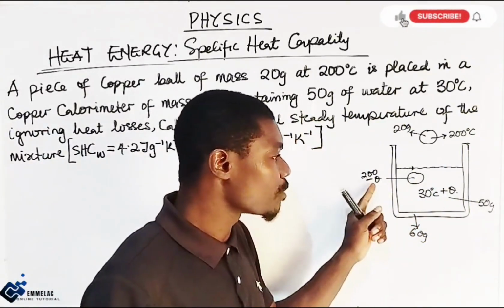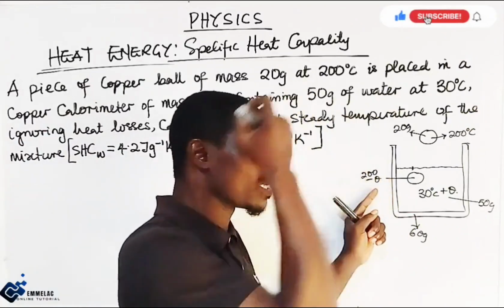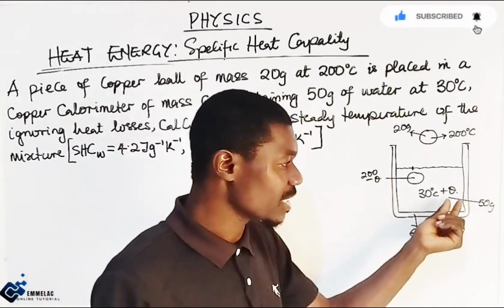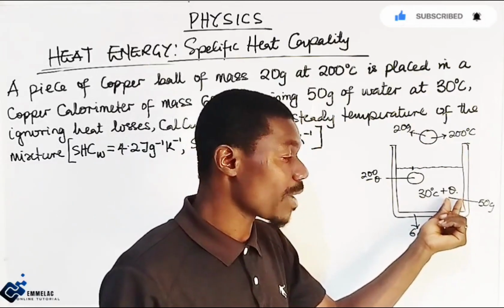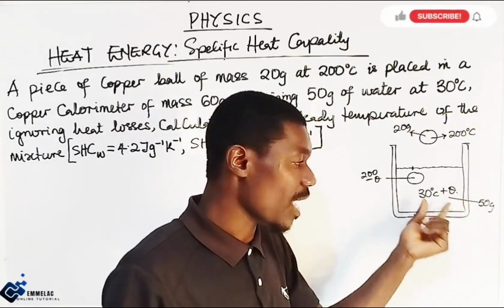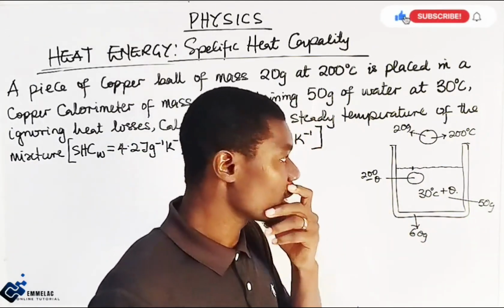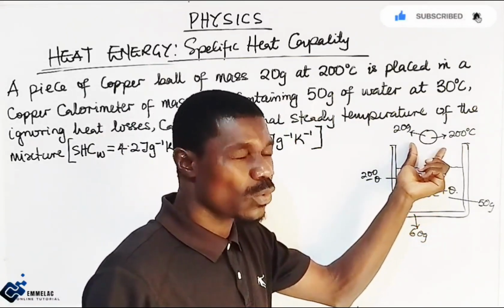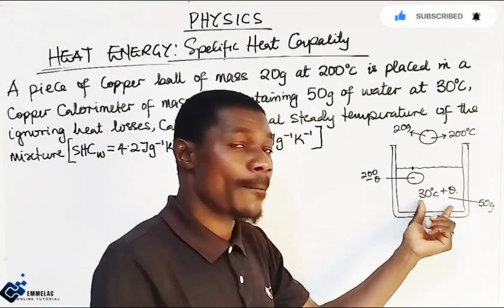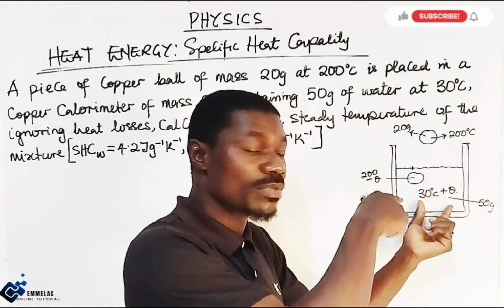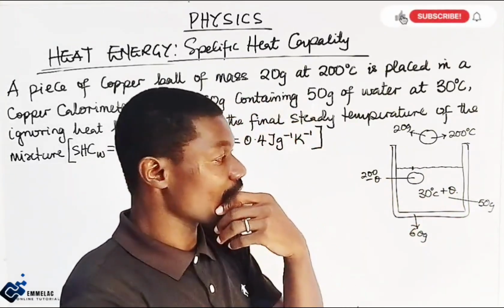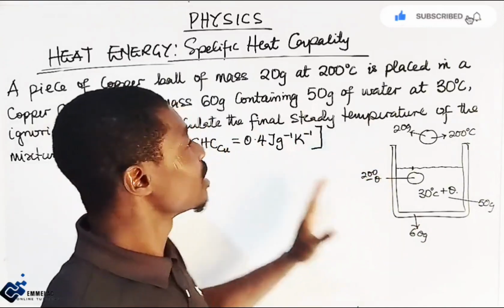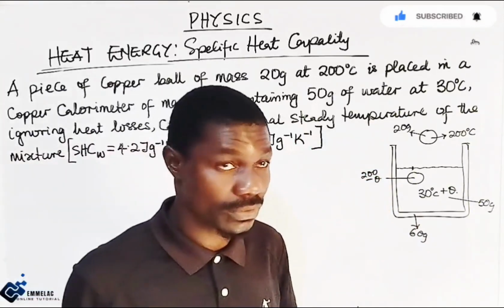Now this reduction of temperature here, whatever temperature or energy is being given out or lost by the ball, is the same energy that we gain in the water and calorimeter. Which implies that the heat lost by this ball will equal the heat gained by the water in the calorimeter and the calorimeter itself. If we understand this, this question is then solved.